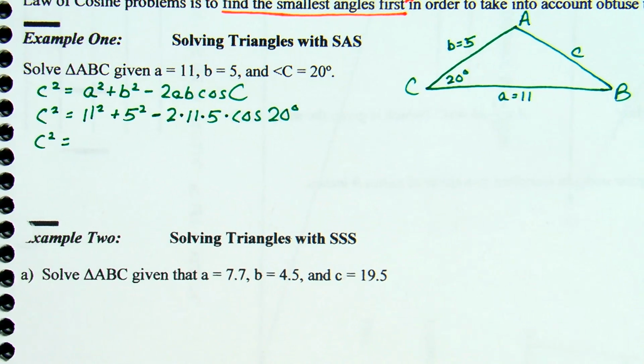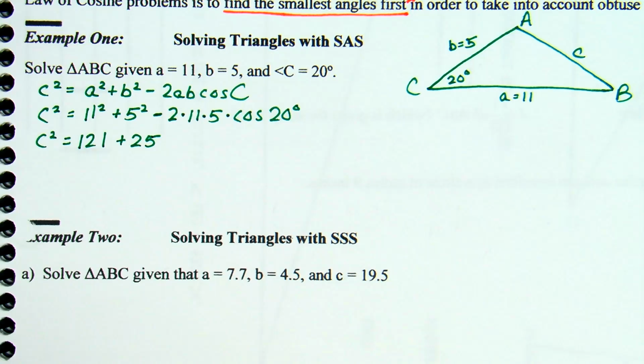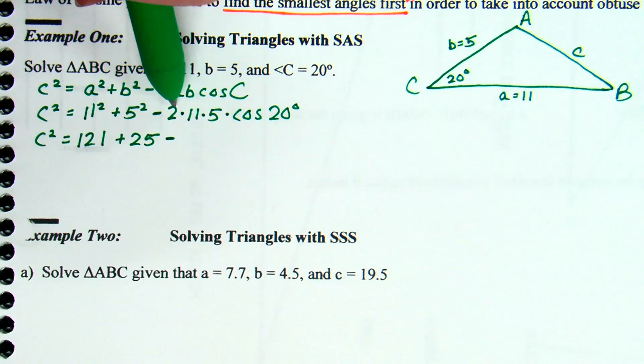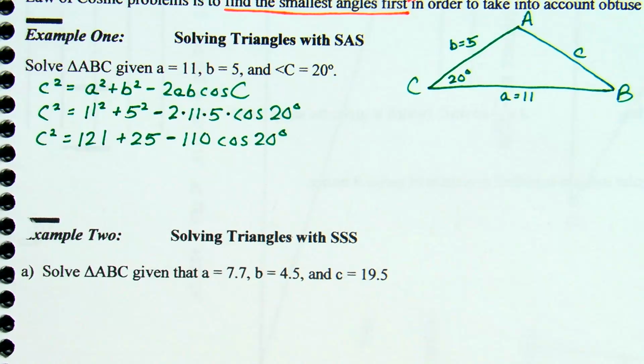11 squared is 121, plus 5 squared is 25, minus, I'm going to go ahead and say, what is 2 times 11 times 5? 110 cosine of 20 degrees. And as I said, if you punched in the whole thing originally, you're good. Okay? Mathematically, what's my step that's done next?